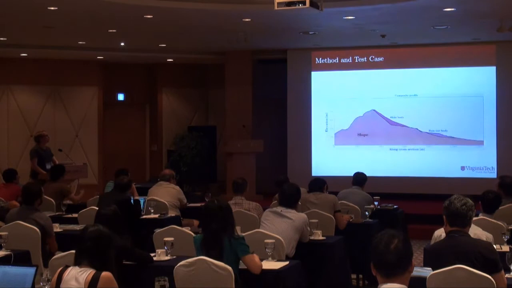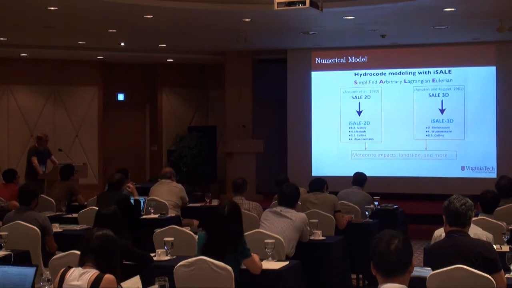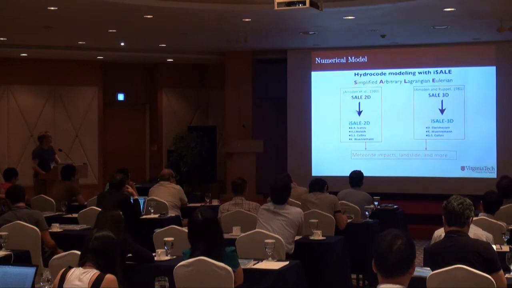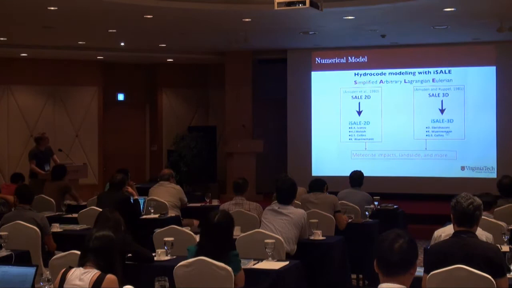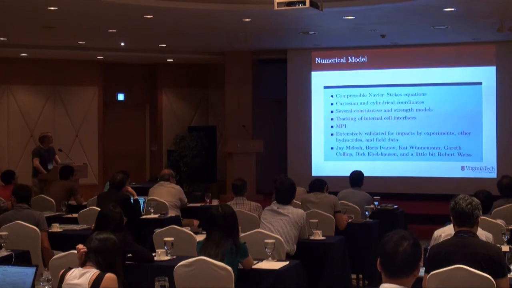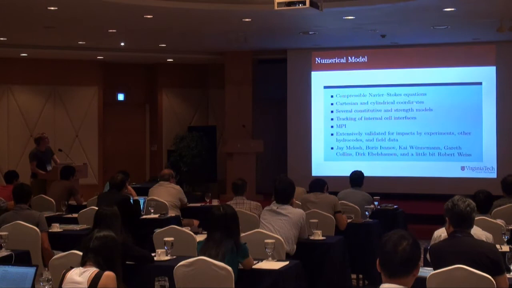The numerical model we use is called iSALE, and SALE stands for Simplified Arbitrary Lagrangian Eulerian, and there are two different versions of that. One is 2D and one is 3D. We mostly use the 2D version for this study, but now we are ready to go also 3D. Usually the code has been developed for meteorite impacts, and I've done some work to include landslides as well. The code solves the compressible Navier-Stokes equations. At least in the 2D version, we have Cartesian and cylindrical coordinates.